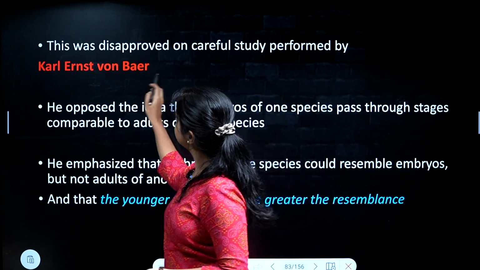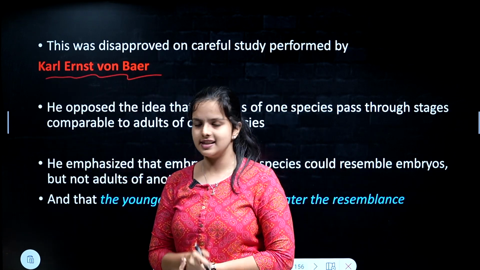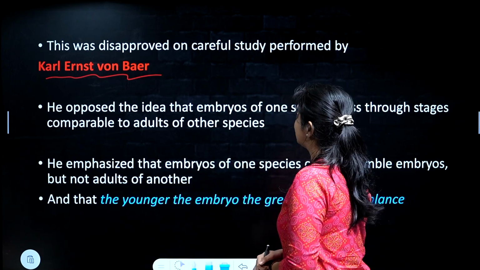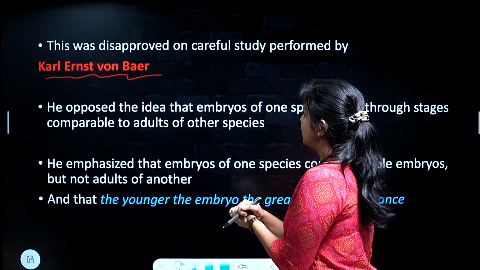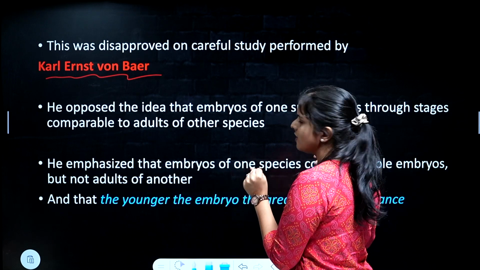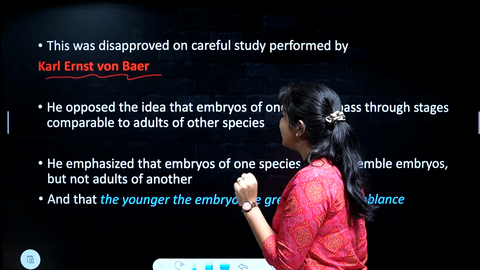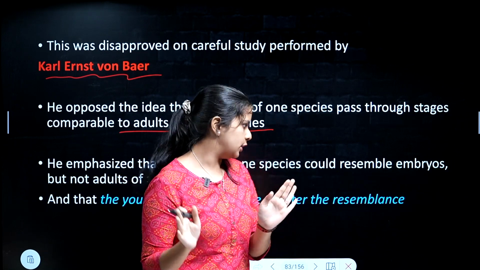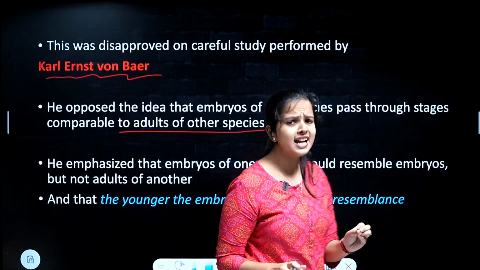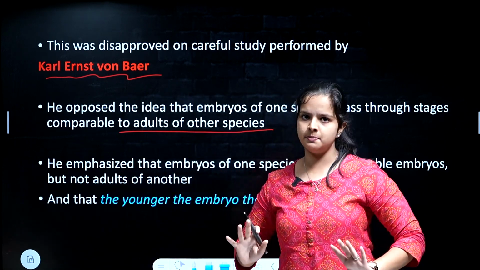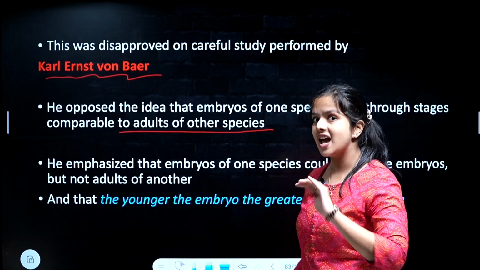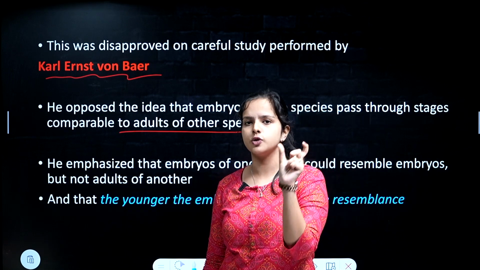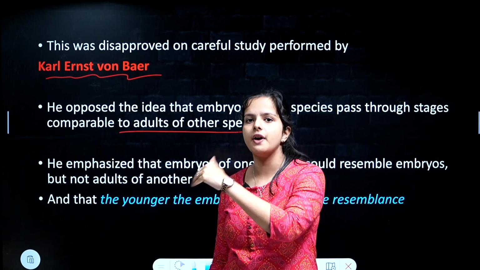And the next person was Carl Ernst von Baer, the second scientist. So what did Carl Ernst von Baer say? He said that the embryos of one species of course have different stages. That's fine, but we can't compare them to other stages. Let me tell you what he actually meant. He said that embryos could have resemblances with each other, but never with an adult, or we should never compare the embryos of one organism with the adult of another organism.